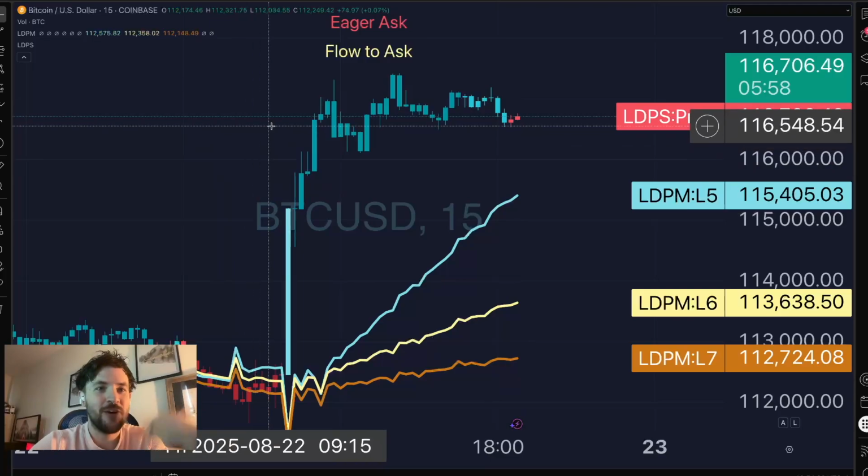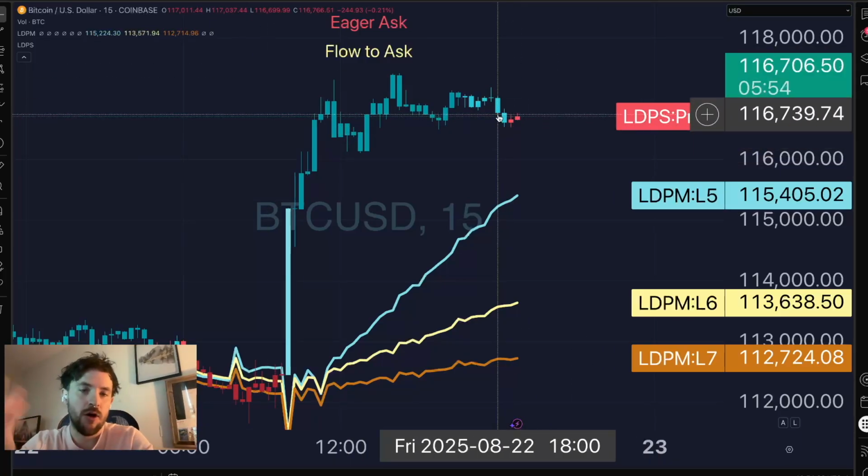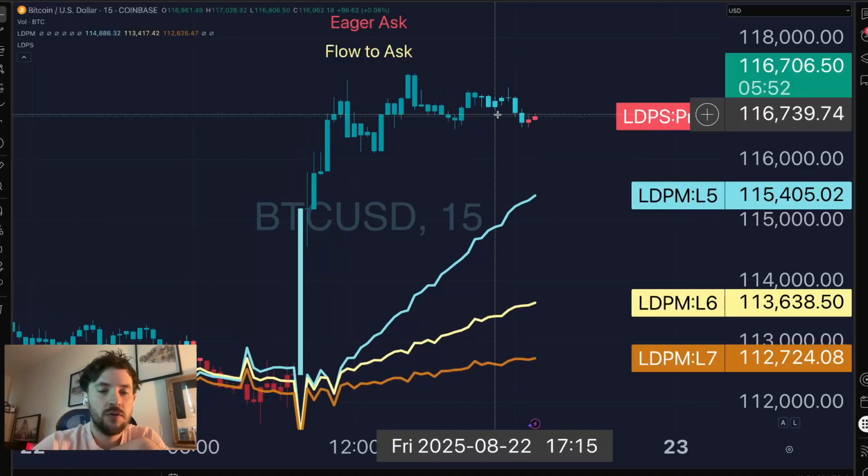So next up, what a great example, right? This is exactly what we were talking about with the ES futures, that we don't want to see if we have that long position.